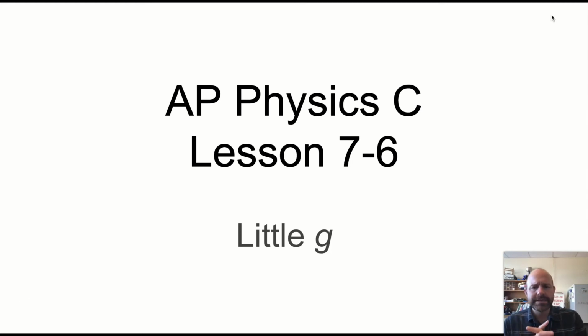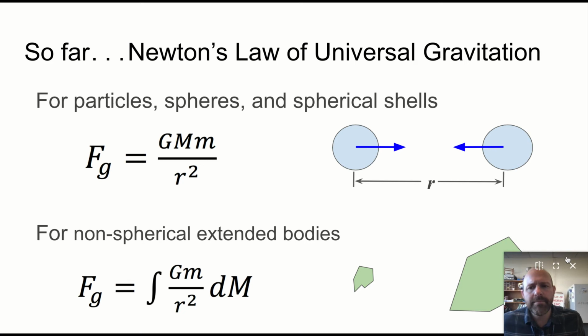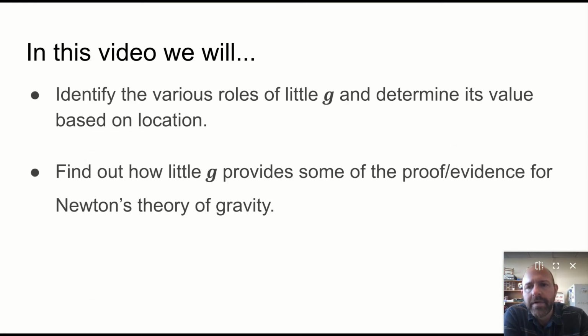In this video, we're going to take a look at little g, which we have up till this point used in a very specific way, and we want to sort of expand our understanding of it. The background of this is what we already learned about Newton's law of universal gravitation, that there is this gravitational force between any two objects with mass that has to do with how much mass is involved and how far apart they are. This is also true even if the objects aren't simple and spherical, but we'll get more into that later.